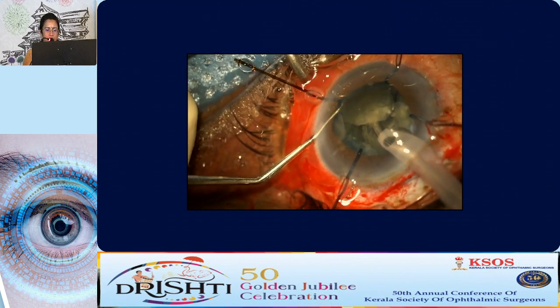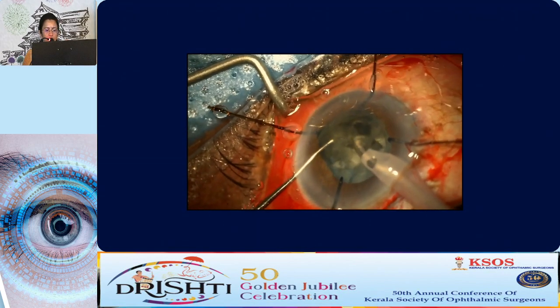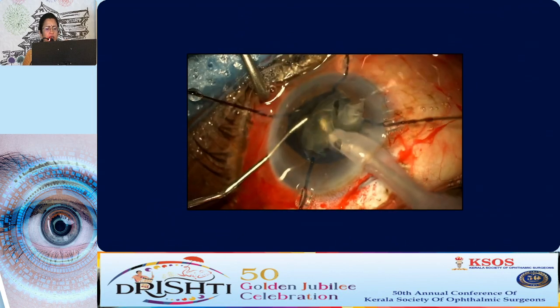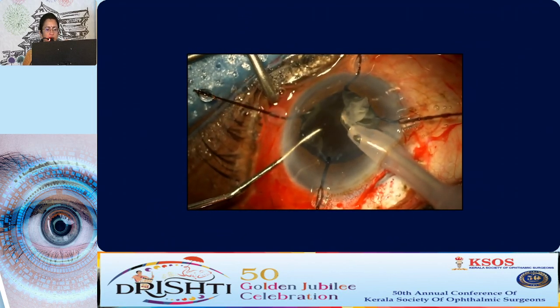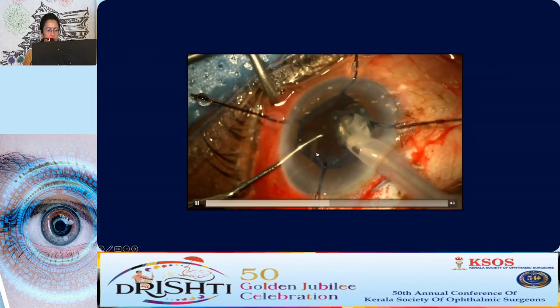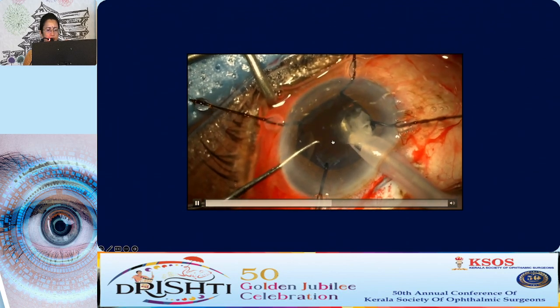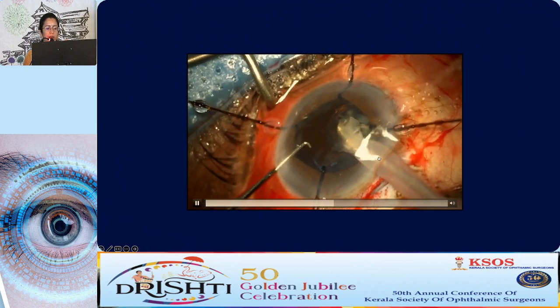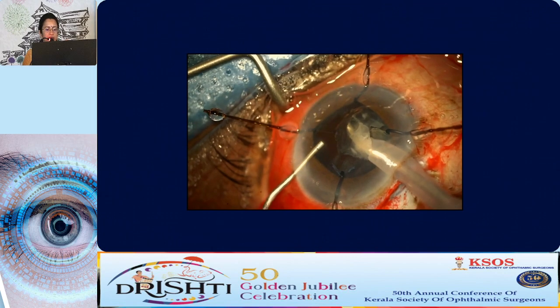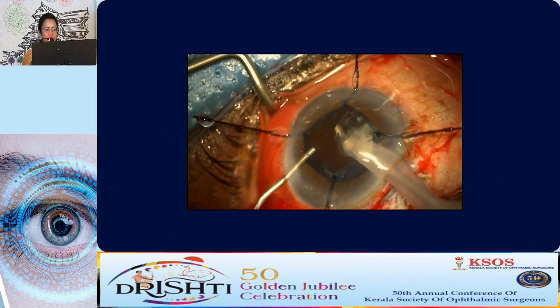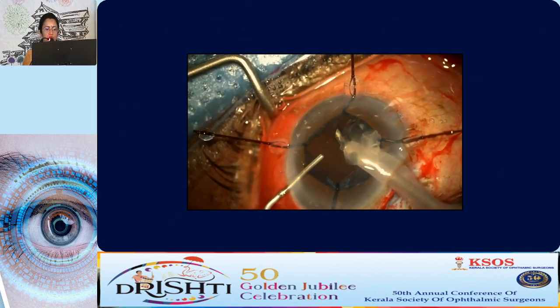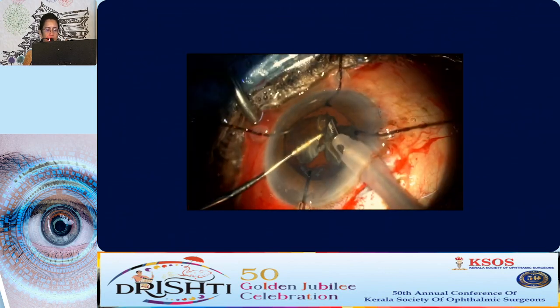So after chopping the nucleus into multiple pieces, during the emulsification of the last piece, I could see a line there on the posterior capsule. So this can be either a posterior capsule rent or a capsule fold. So I injected OVD. When the OVD was injected, this line disappeared. So this was a capsule fold and not a posterior capsule rent.